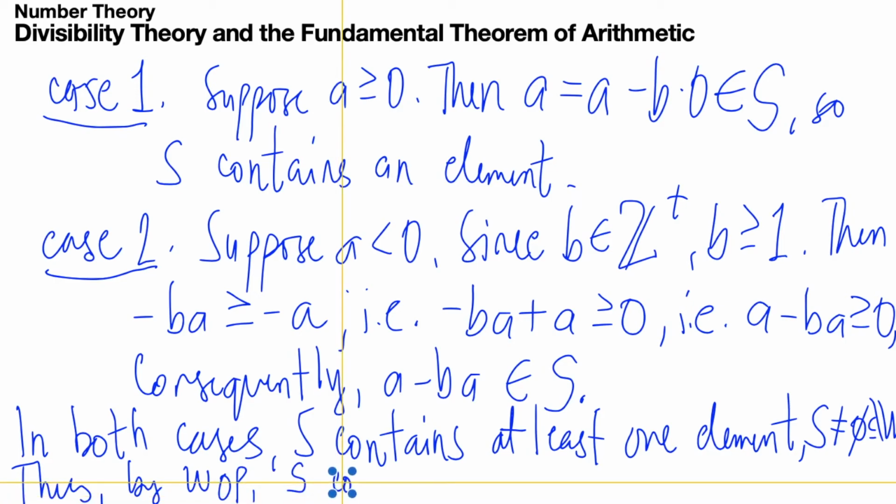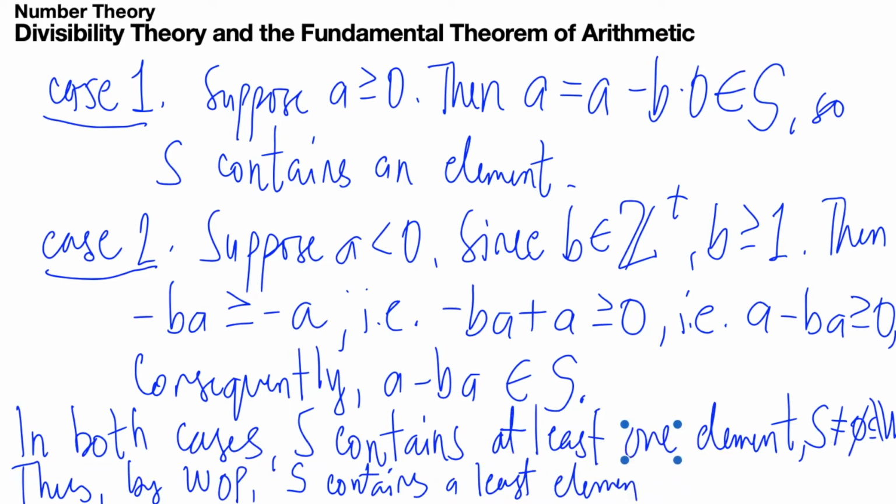We will call that least element R. Since R is in S, an integer Q exists such that R is equal to A minus BQ, where R is greater than or equal to 0.